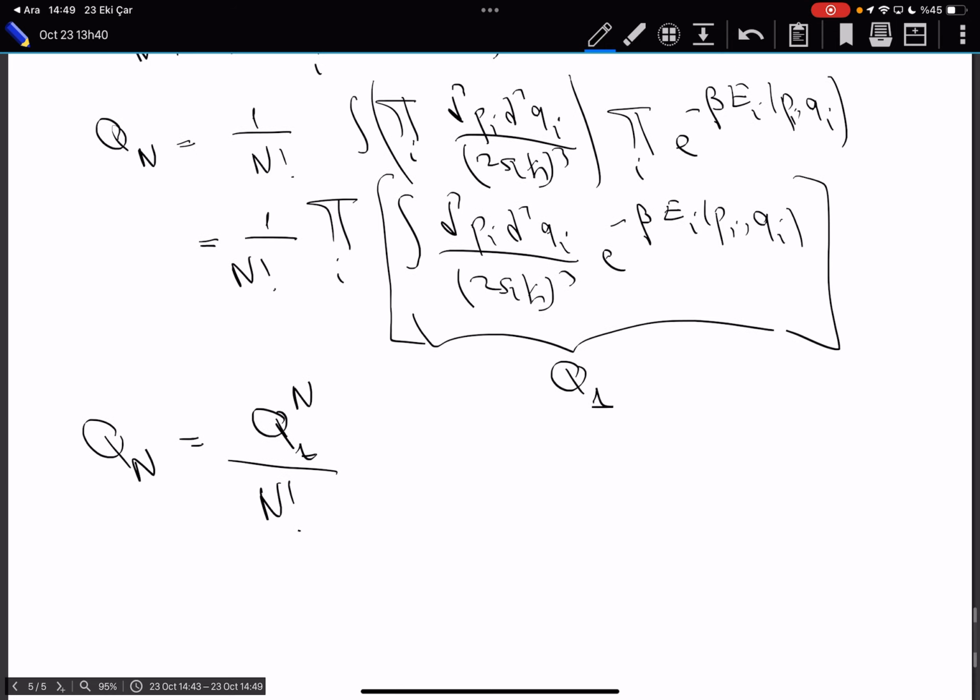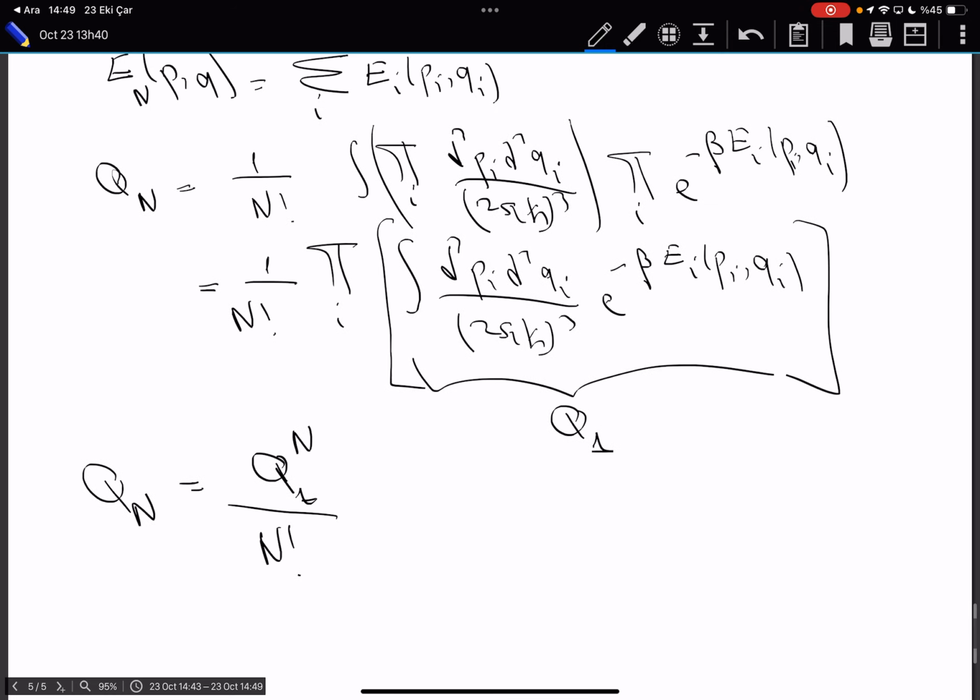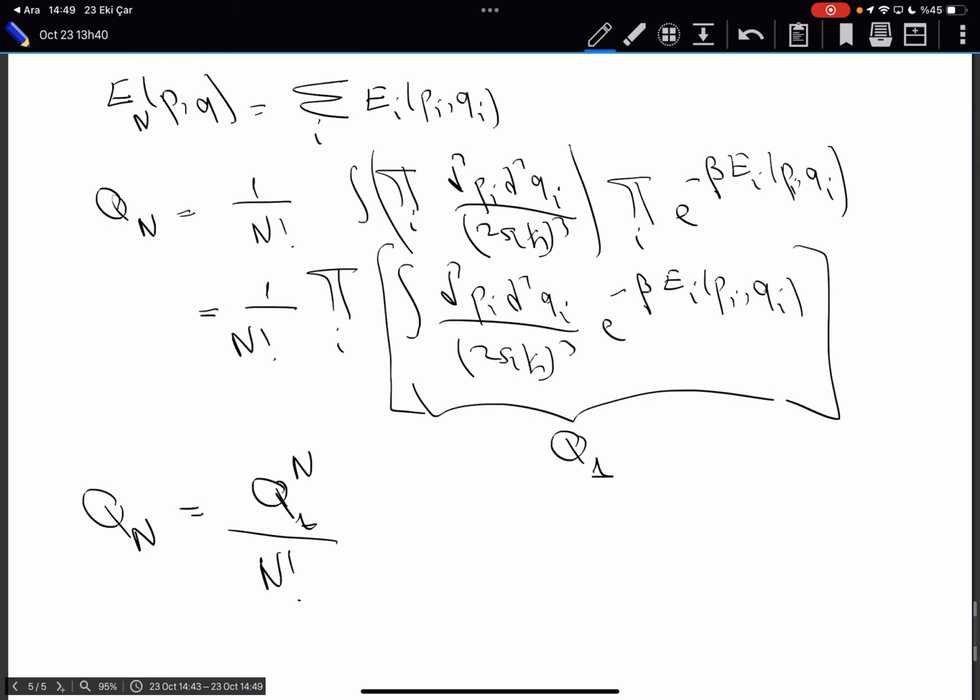Can I ask something? Where does the 1 over n factorial come from? Indistinguishability, right? We just added it. Yes, but my question is, if this is a classical system, we still have 1 over n factorial. Yes. But a few lectures ago, I thought we discussed that in classical systems you can trace particles, thus there is no indistinguishability. So every particle is distinguishable.